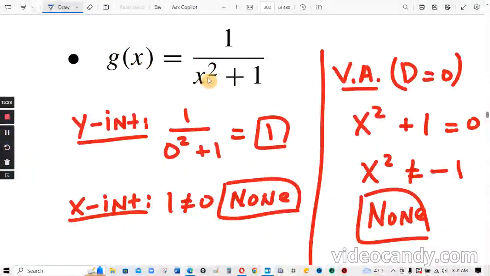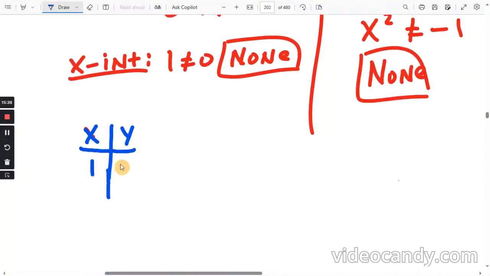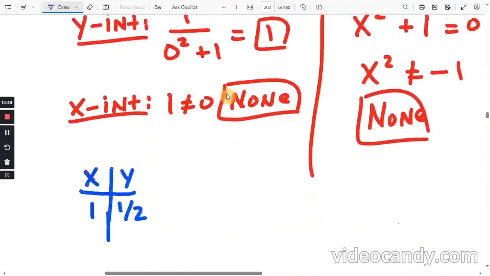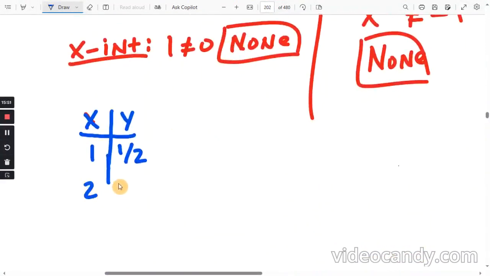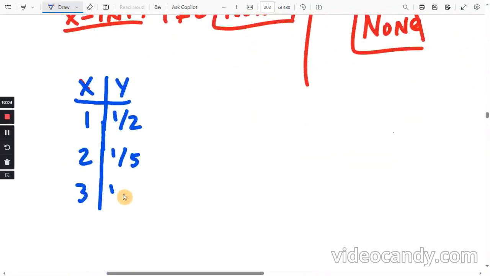All right, so at x equals 1, we have 1 divided by 1 plus 1. That's going to be 1/2. At x equals 2, 1 divided by 2 squared plus 1, that's going to be 1/5. All right, one more. x equals 3. 1 over 9 plus 1 is 10. So it's 1/10.